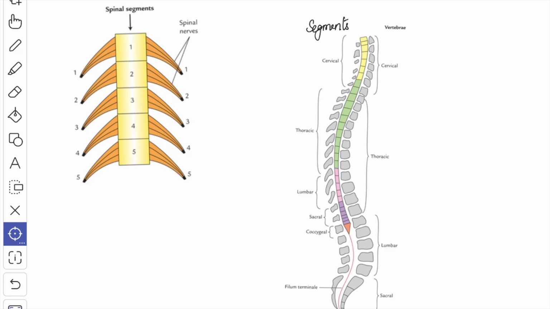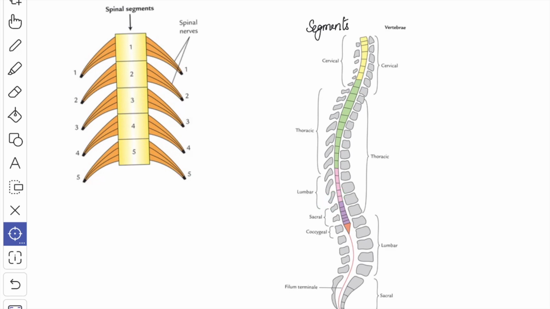So this is the spinal cord. The length of the spinal cord is smaller, about 45 centimeters, and the length of the vertebral column is about 65 centimeters. So the length of the spinal cord is smaller than the length of the vertebral column. And the spinal segments are short and crowded, especially in the lower part of the spinal cord. Hence, the vertebral spines do not correspond with the spinal level.